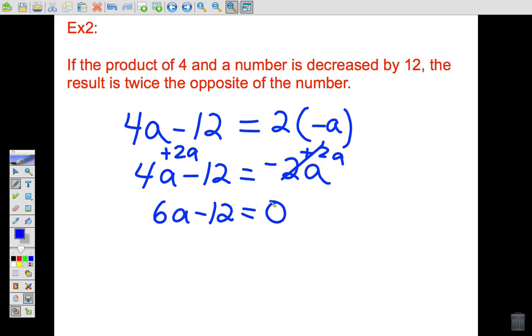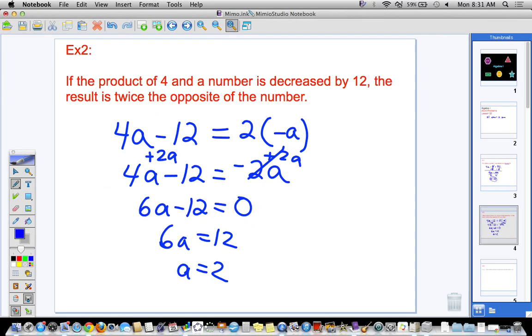Solve it. They're subtracting 12 and they're multiplying by 6. You add 12 and divide by 6. So add 12. So 6a equals 12. And then divide by 6. The number is 2. Okay? All right, so this is word problems then.